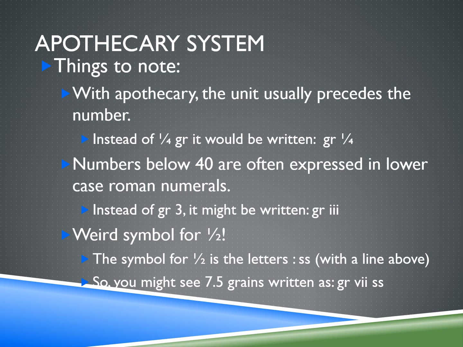There's also a really weird symbol for 1/2. The symbol for 1/2 in the apothecary system is the letters SS with a line over the top. Okay, I can't make the PowerPoint put a line over that SS, but it would be an SS with a line over it. So you might see what is supposed to be 7.5 grains written as GR for grains, VII, that's 7, and then SS with a line over it. So grains, 7.5. Super fun, right?